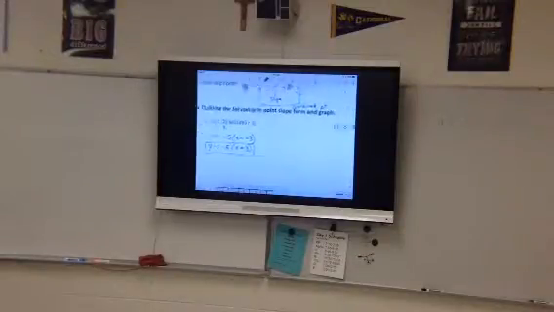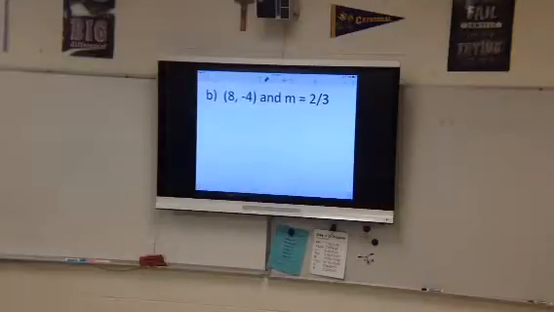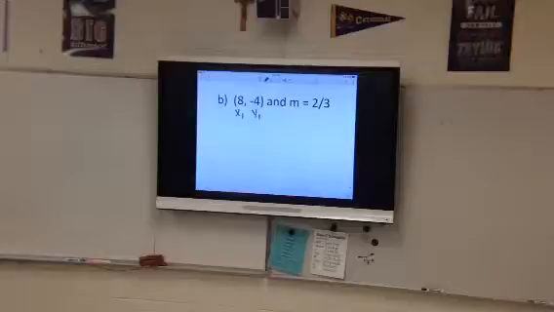I'm going to practice it again one more time. So point slope. Okay, who thinks they can start to solve? Okay, Link, what do you think? 8 will be x and -4 will be y. Good. So it'll be like y minus -4, right? Equals 2/3. Good. Then I have x plus 8.